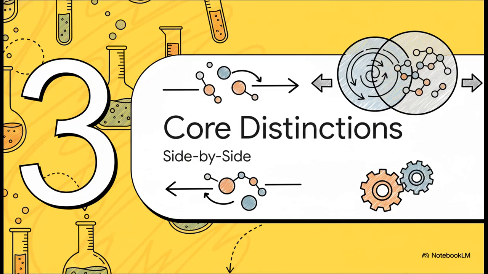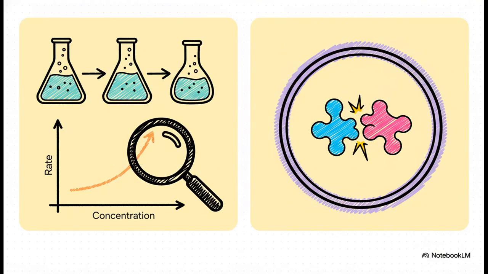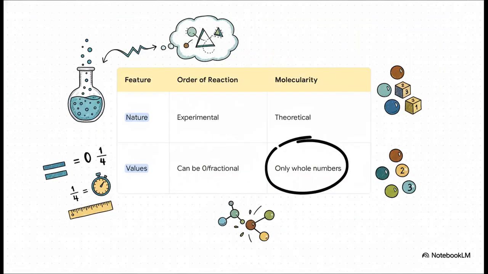Okay, so we've defined both of them. Let's put them side by side now so the differences really sink in. This right here shows you the fundamental split. Order is all about the overall reaction, the big picture, and it comes from that experimental rate law we talked about. Molecularity, though, that's all about a single, tiny elementary step within the reaction, and it comes from just counting the particles we theorize are bumping into each other in that one moment. This table just lays it all out perfectly.